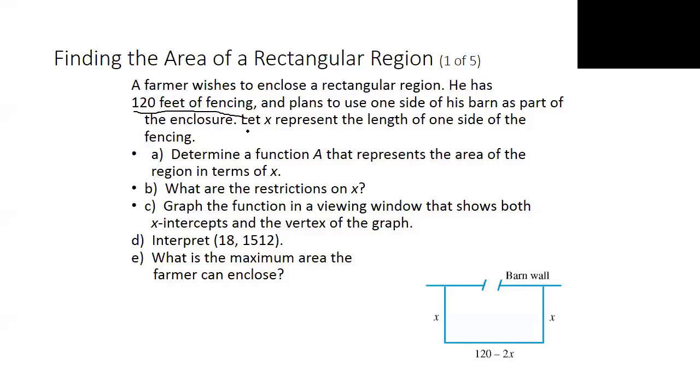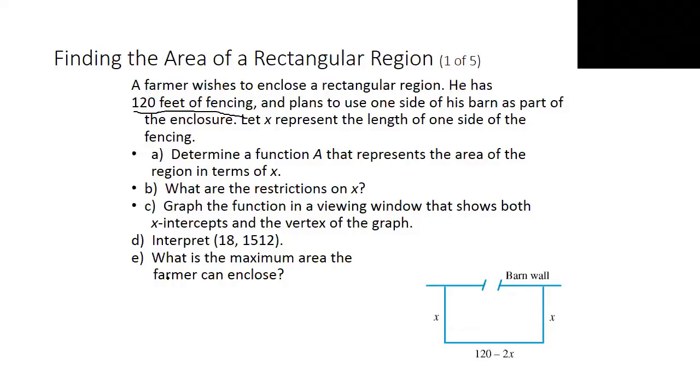And here it says, let X represent the length of one side of the fence. So if I assume that this is X, the width, the other side also must be X then. And the rest would be subtracting from the total number of feet of fencing we have. We have 120 feet, so the rest must go here. So if you have X and X, we're not going to use this side here. So it would be 120 minus 2X. Again, then we want to find all these different parts.